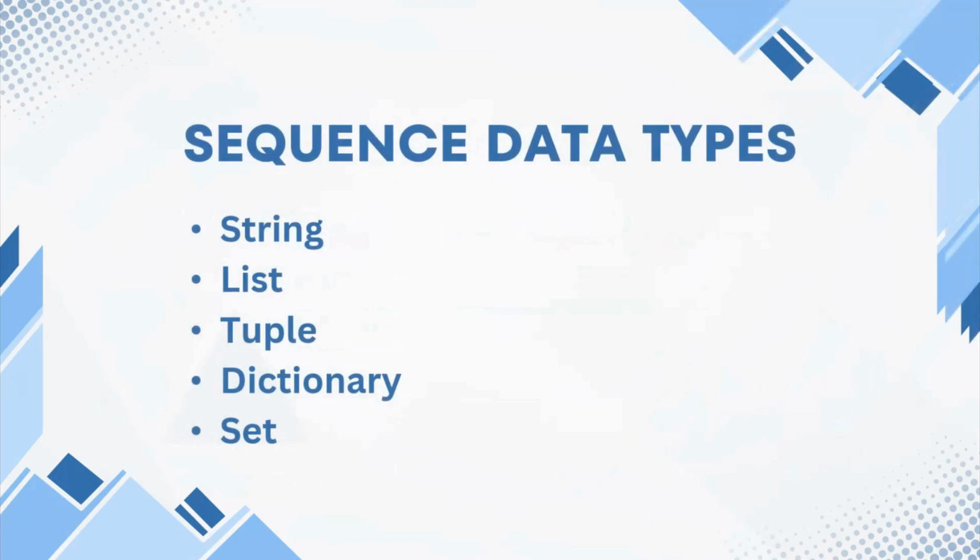Next, we have sequence data types. Sequence data types include different kinds of data types: string, list, tuple, dictionary, and set. Let's see each data type one by one.